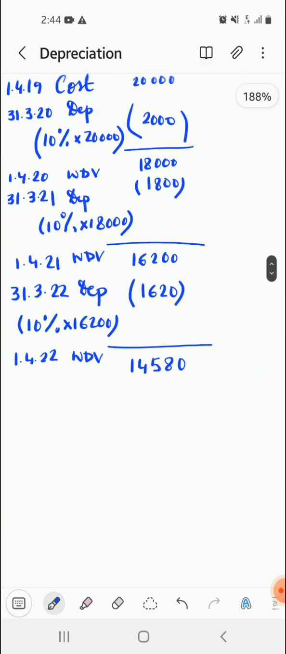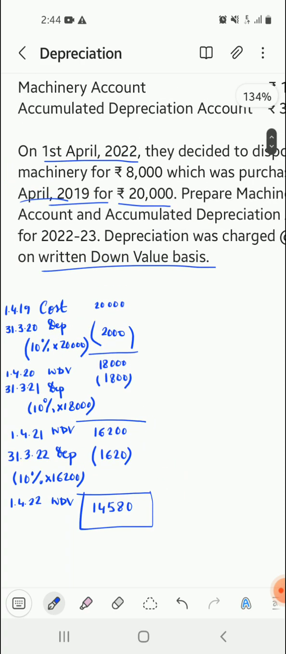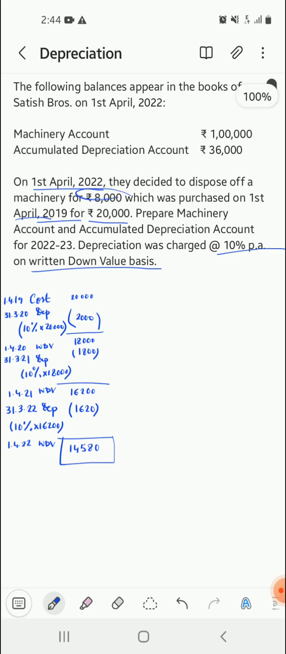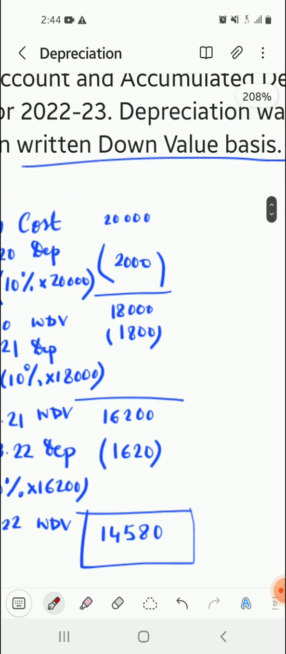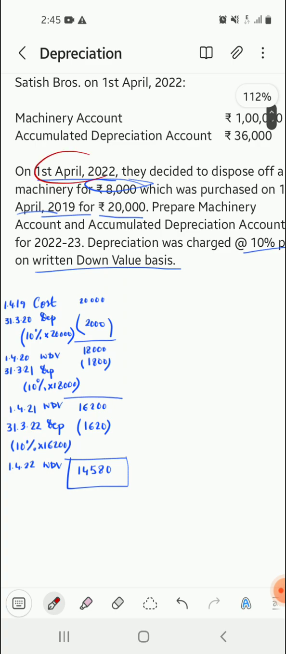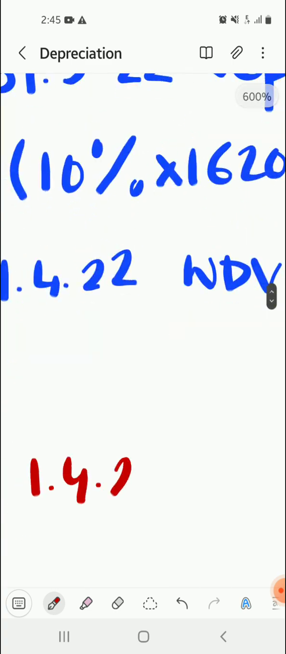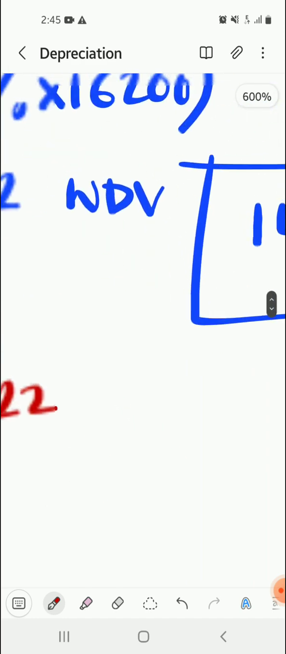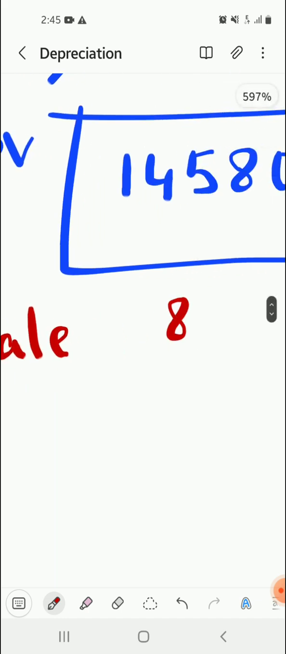Now we are done with it. This is what we are left with, 14,580 of the machinery we were talking about. Now this is sold for 8,000. So therefore we are going to write the selling price here. And you can see it is sold on 1st April 2022. So the same date, 1/4/2022. I'm using a different color to explain that this is for sale. Now it was sold for 8,000.